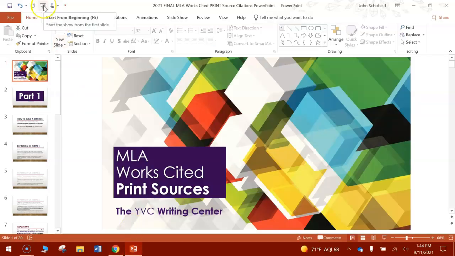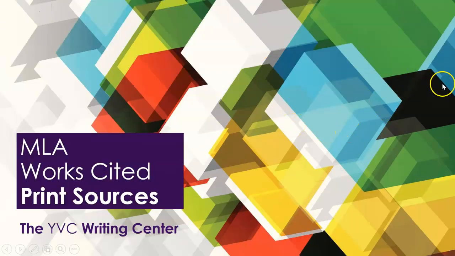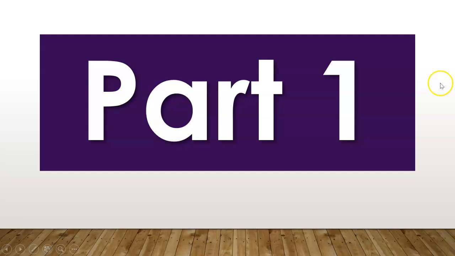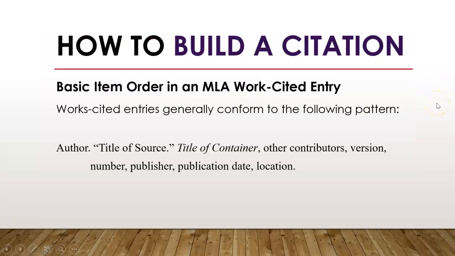Let's get you started. We know you've got papers to write. So, MLA Works Cited Print Sources, Part 1. How to build a citation. Basic item order in an MLA Works Cited entry. Works Cited entries generally conform to the following pattern. Author, period. Title of source, period. Title of container, comma. Other contributors, comma, version, comma, number, comma, publisher, comma, publication date, comma, and location. If you've got all those things with your source.